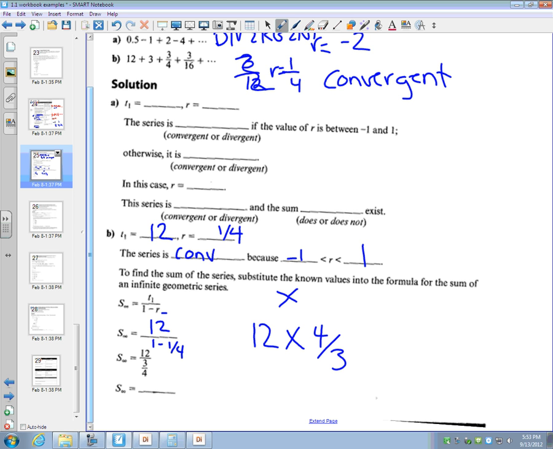Okay, 12 times 4 divided by 3. I'm going to reduce first. So I get 4 times 4, and I get 16.